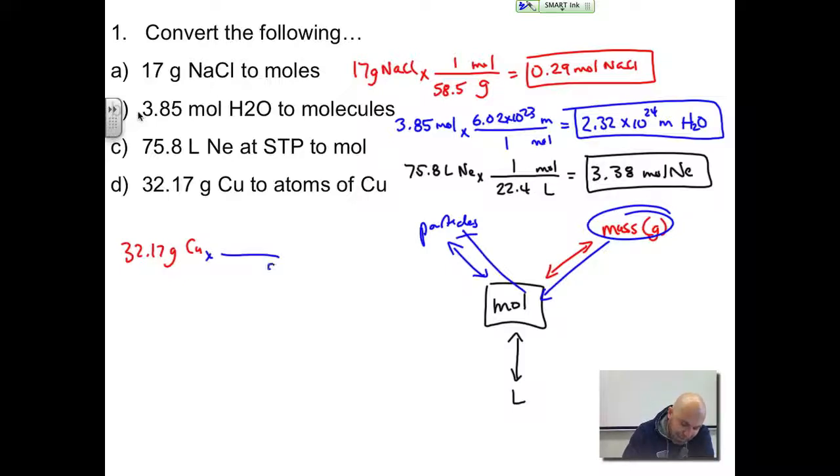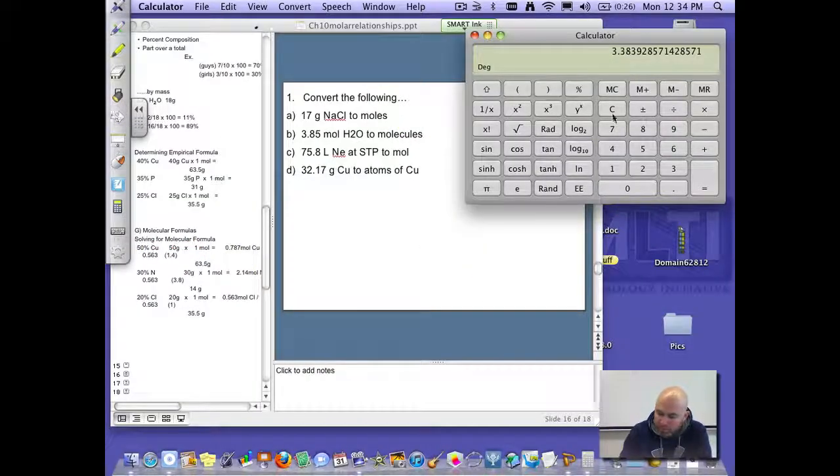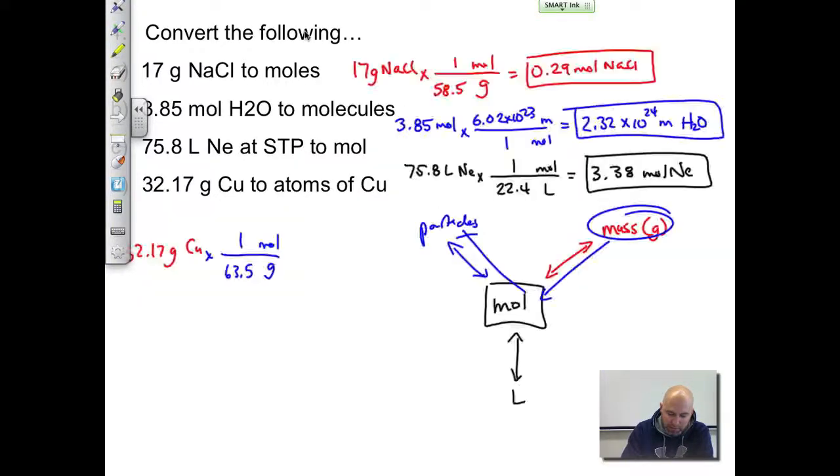So X line, grams, moles, 1. I look up copper on the periodic table, 63.5. So 32.17 is my number. Clear. 32.17 divided by 63.5. I get 0.51. Alrighty. 0.51 moles. Bring that down where I get a little bit more room.